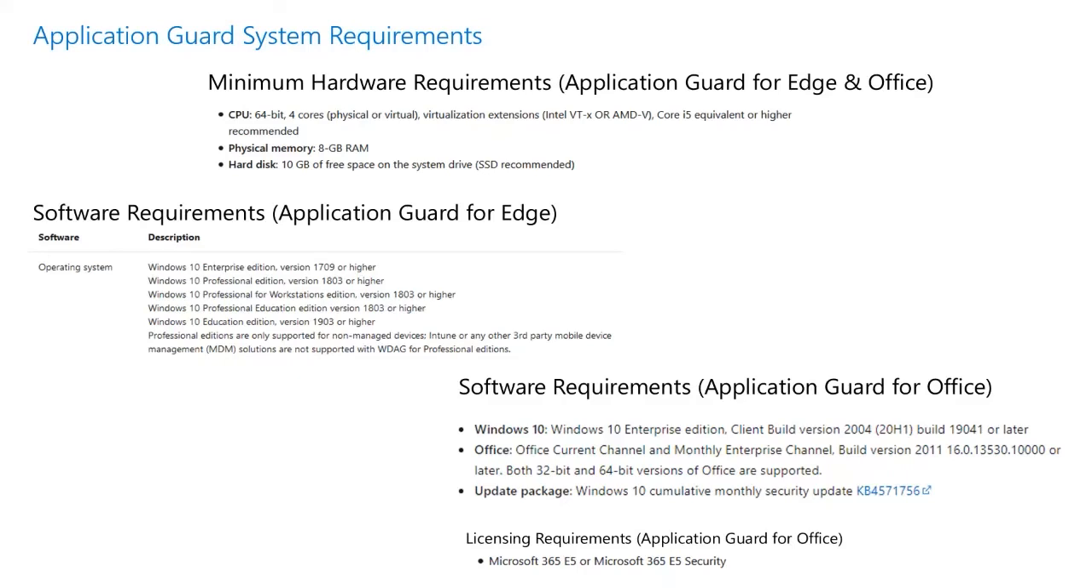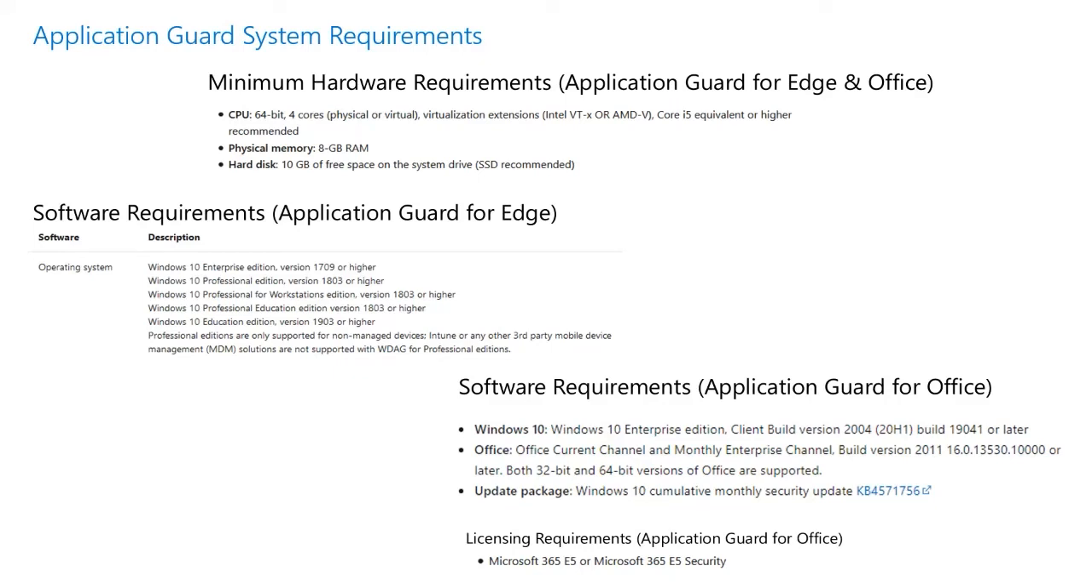Now, the software requirements as well as the licensing requirements for Application Guard for Edge and Application Guard for Office differ a little bit. As Sunny mentioned, Application Guard for Edge has been available since version 1803 for Professional and 1709 for Enterprise or higher. It's been available for a while now. But for Application Guard for Office, you would specifically need Windows 10 Enterprise Edition, client build version 2004, which we also call 20H1, which was released in the summer of last year. You would need at least that build or above to enable Application Guard for Office.